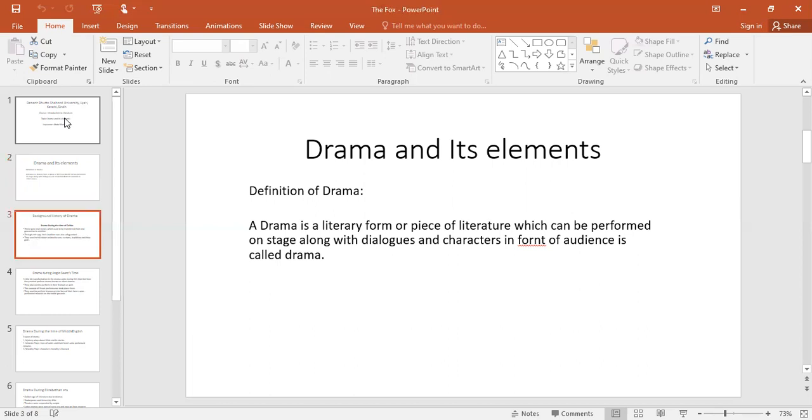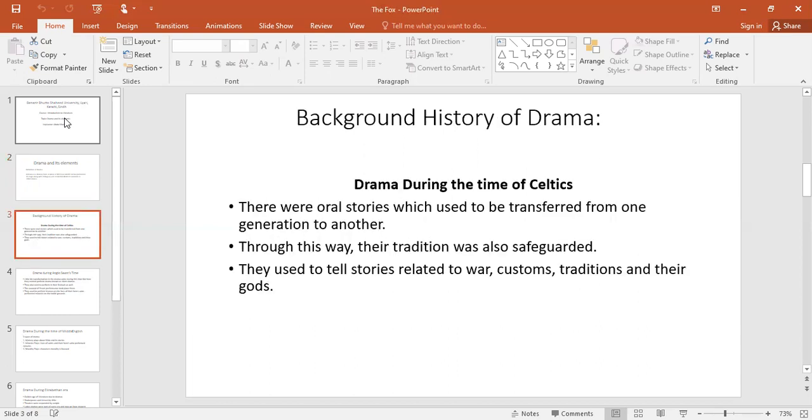Now let's move forward. The second heading which I have put in this lecture is the background history of drama. When you study drama, you must know the background history: how drama started, what kind of changes were made after it started, and how, from the very beginning till today, drama was transformed into modern drama. If you study the history of drama, you will come to know about these things. So let's start from the background history.